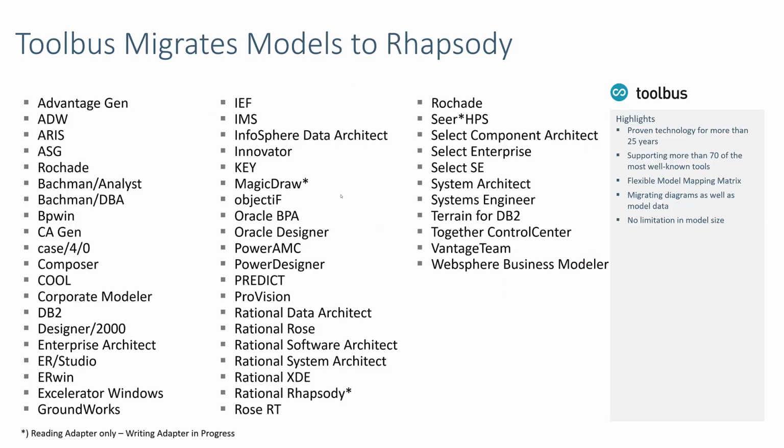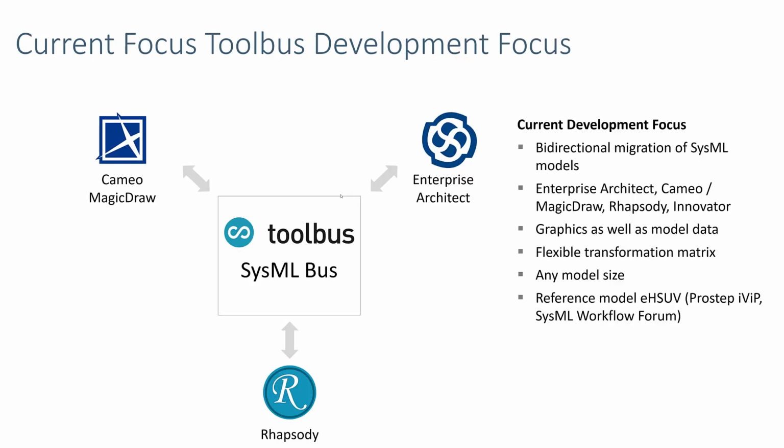So there is an extensive number of tools we covered today. It's almost 70, I think, tools that are supported by Toolbus. And today we work especially, or we focus very much on a new SysML Toolbus to help exchange models between Cameo, Magic Draw, Rhapsody, and Enterprise Architect. The bus is bidirectional, so you can convert any format into any target format.